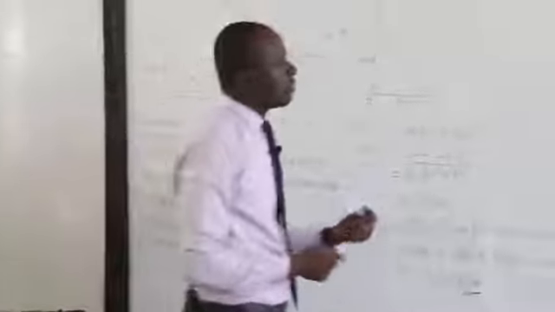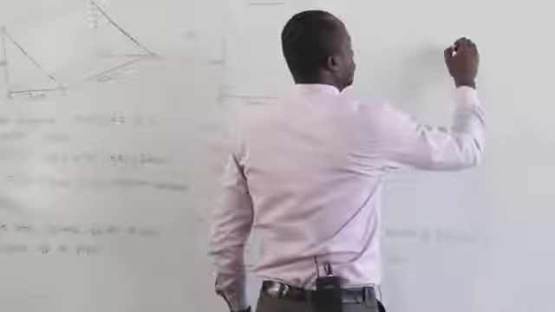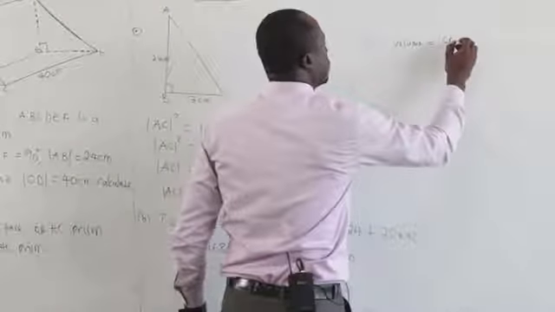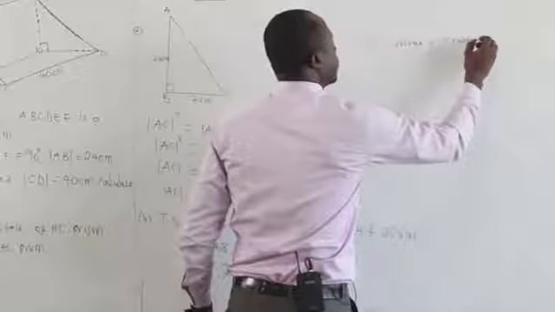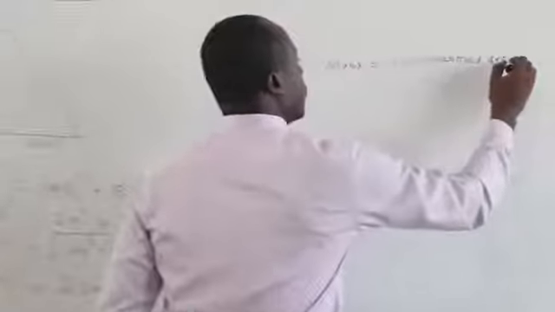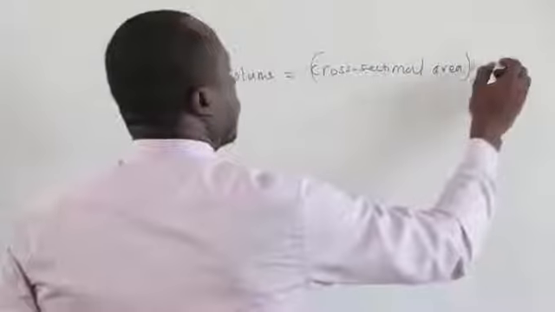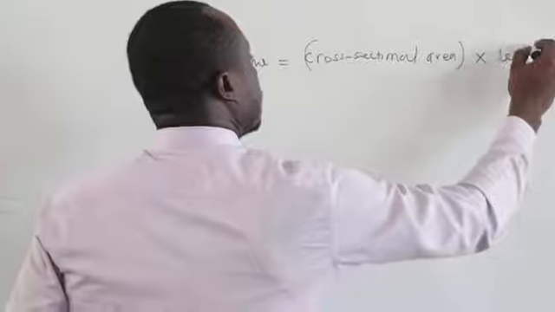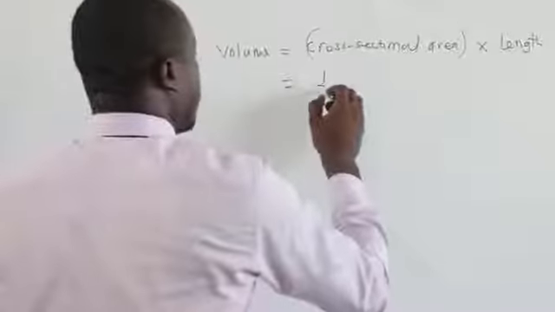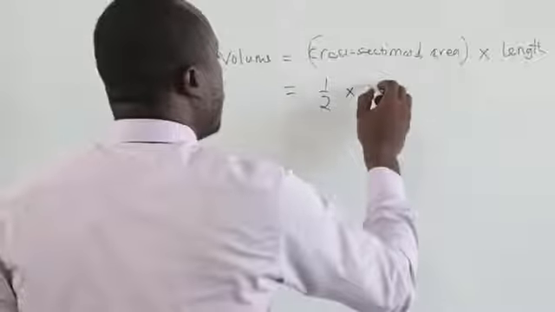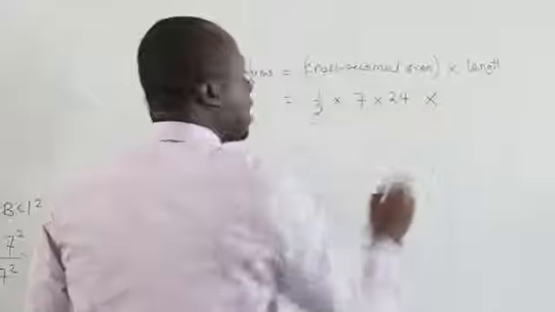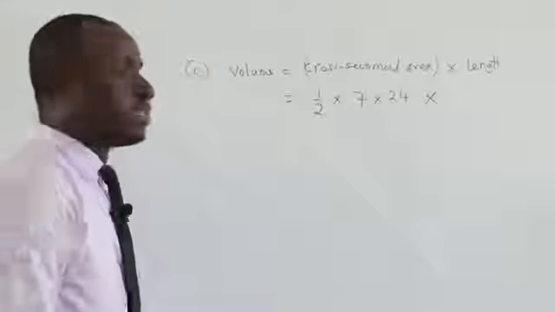Okay? So our volume is cross-sectional area times the length. Now the cross-section is a triangle, and we know area of a triangle is half times the base. The base is 7, and then the height is 24, times the length. From the diagram, the length is 40.